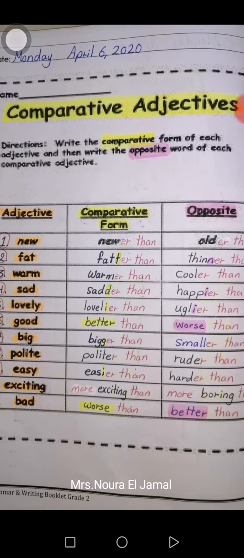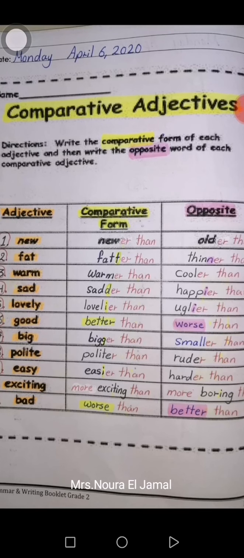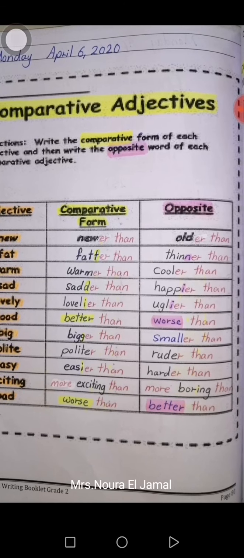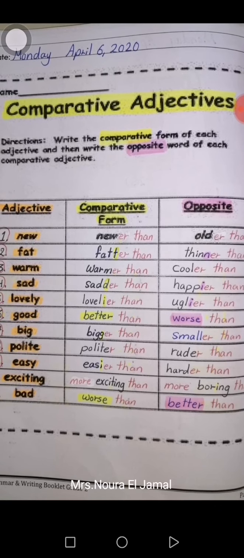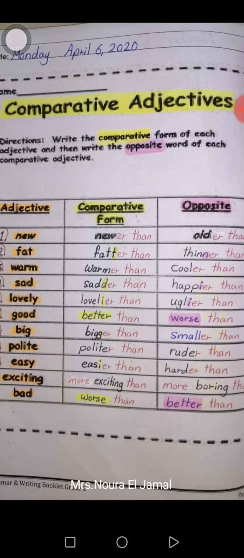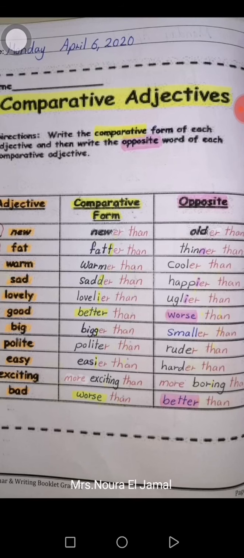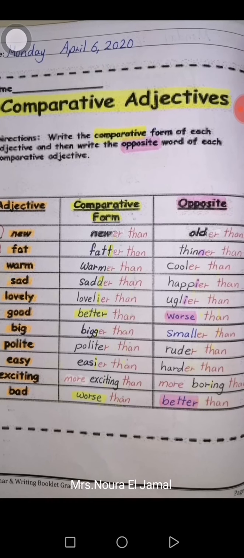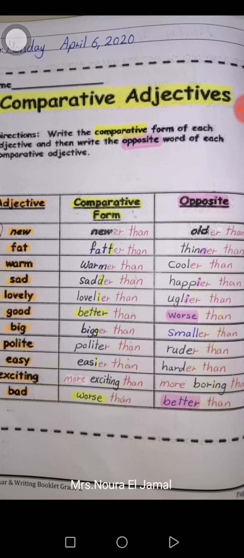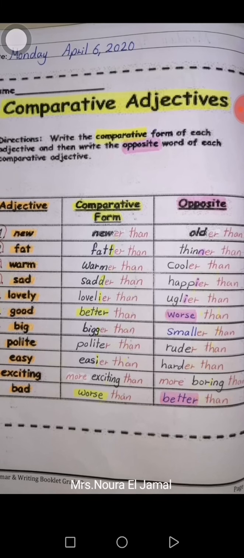Fat will be fatter than. Look here, I double the consonant T. Fatter than. The opposite, thinner than. Warm, warmer than. Then cooler than. Sad, sadder than. Happier than, the opposite. Lovely, lovelier than. I remove y and write I, then er. The opposite, uglier than.